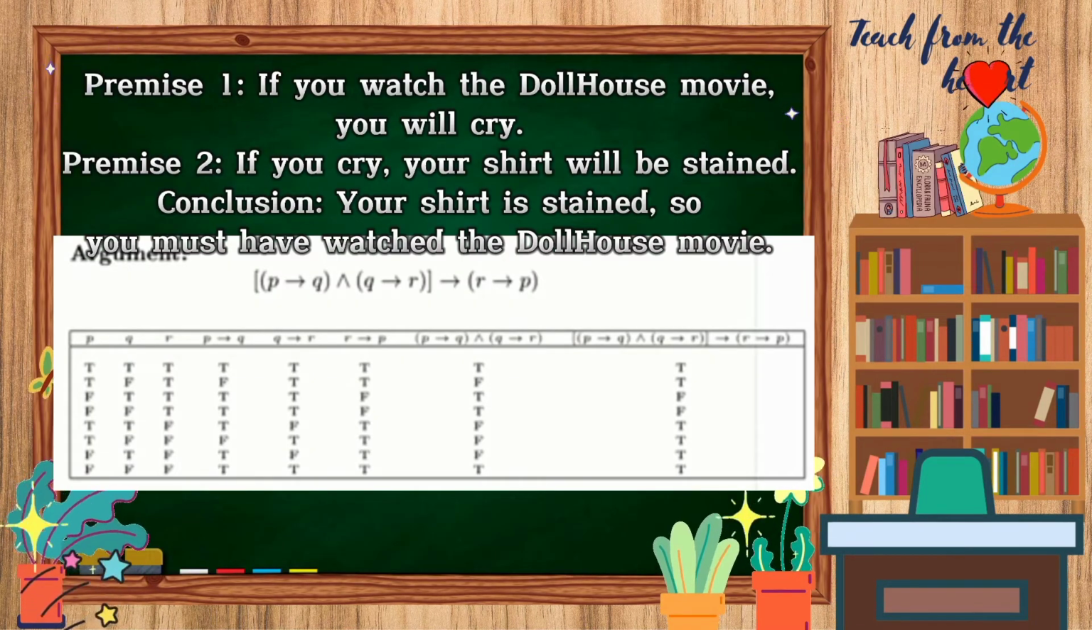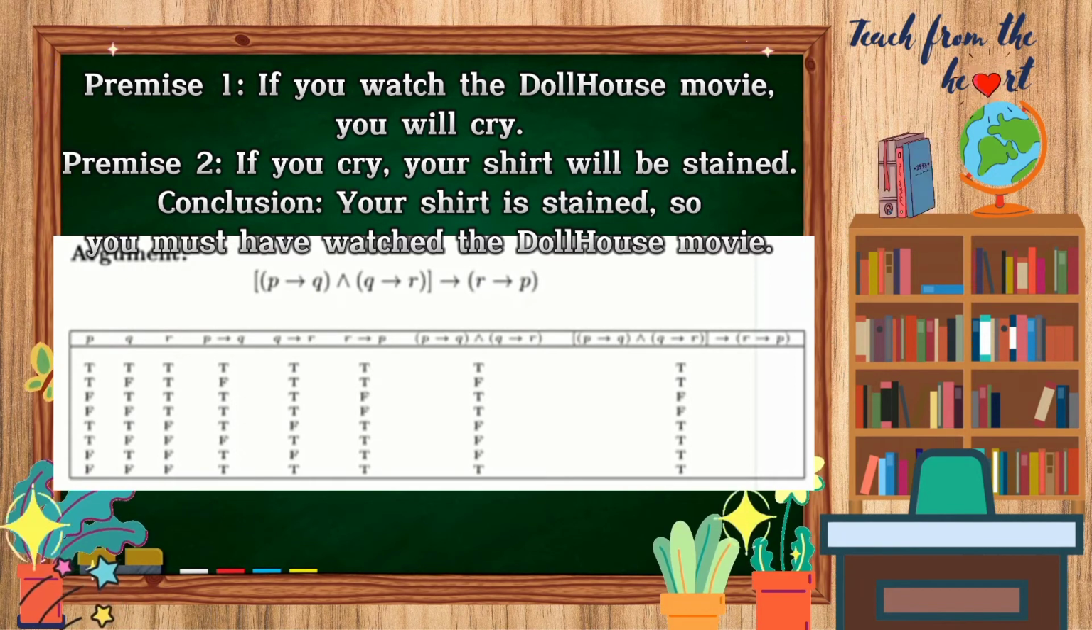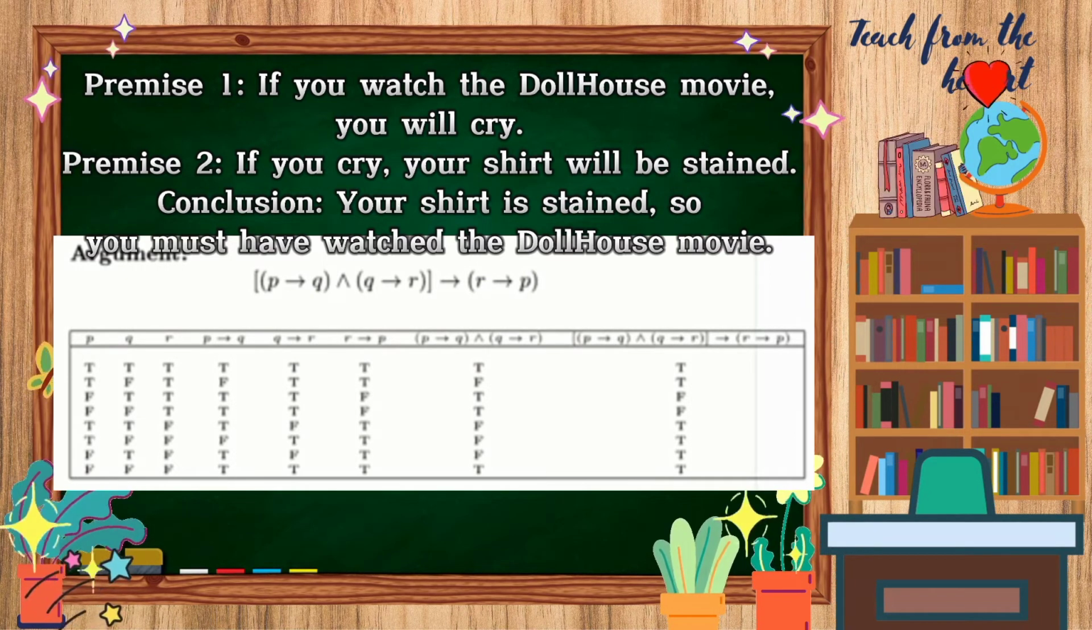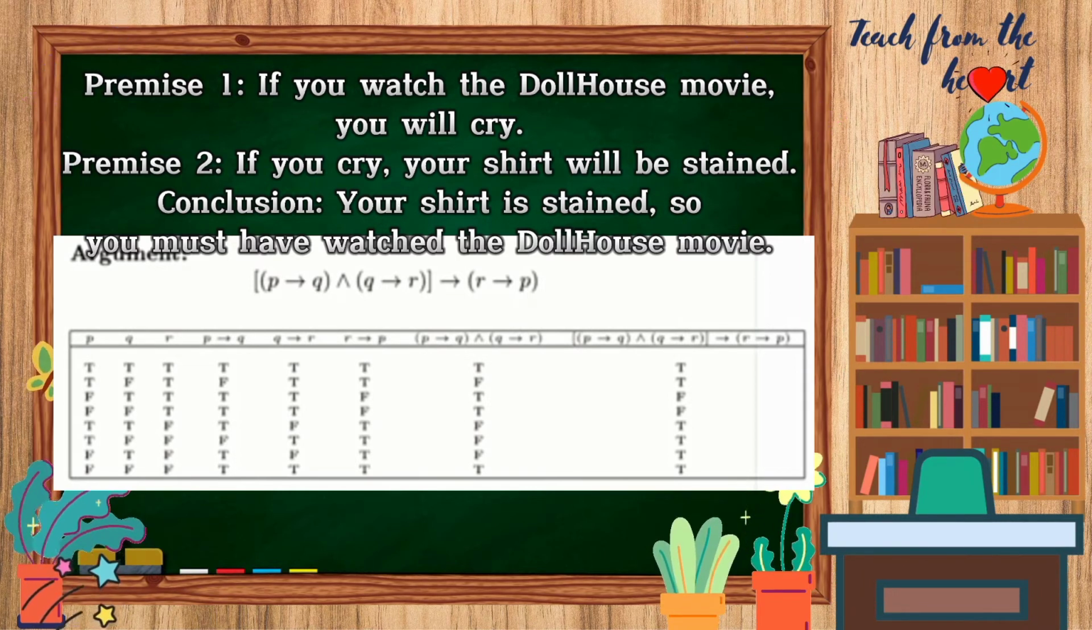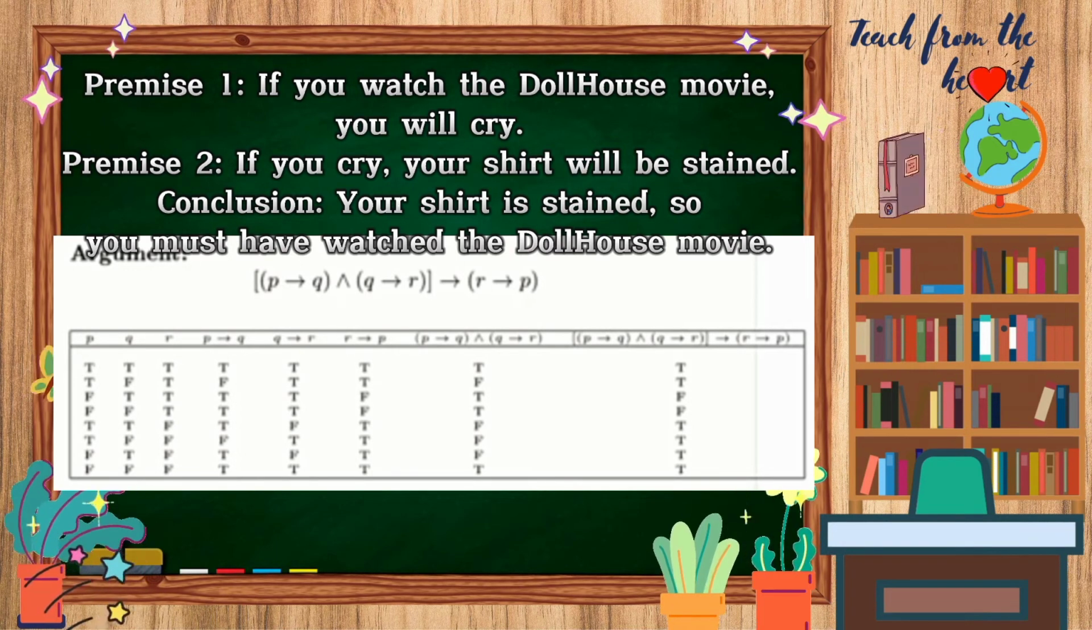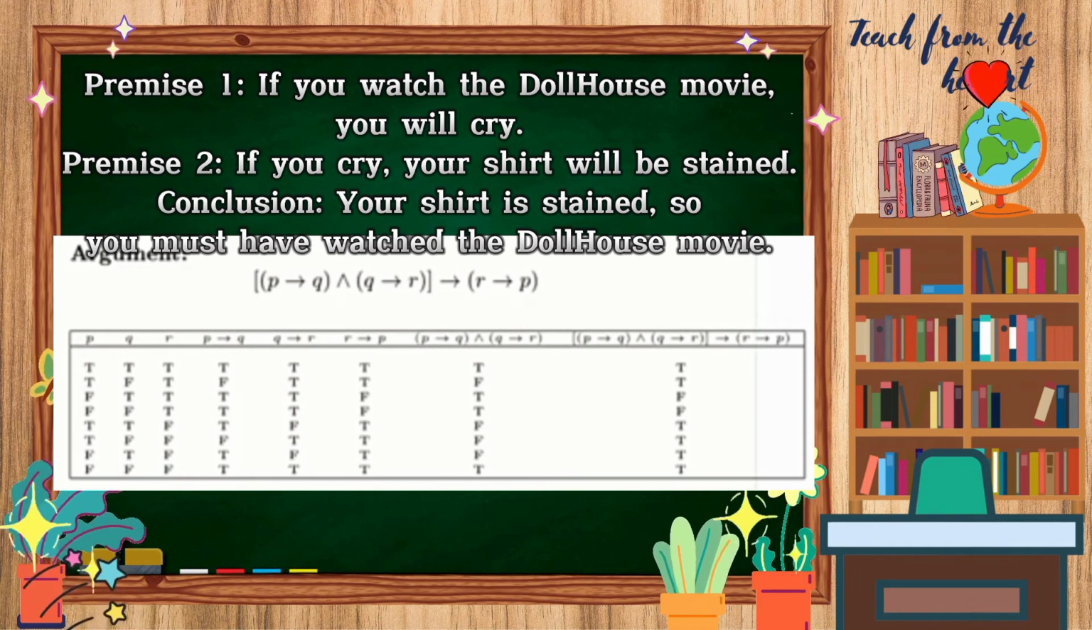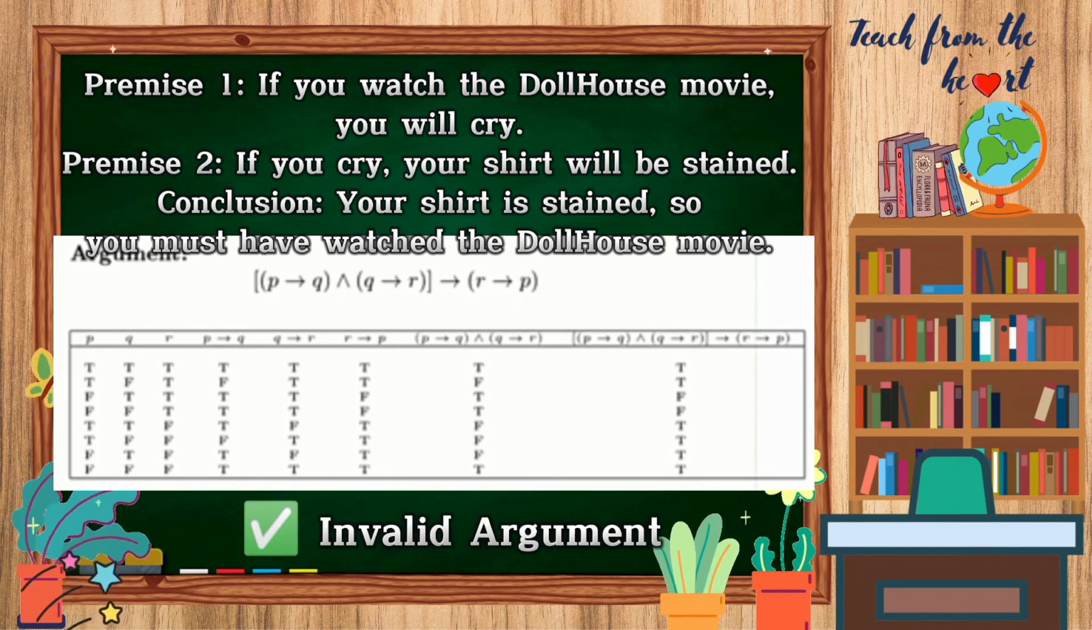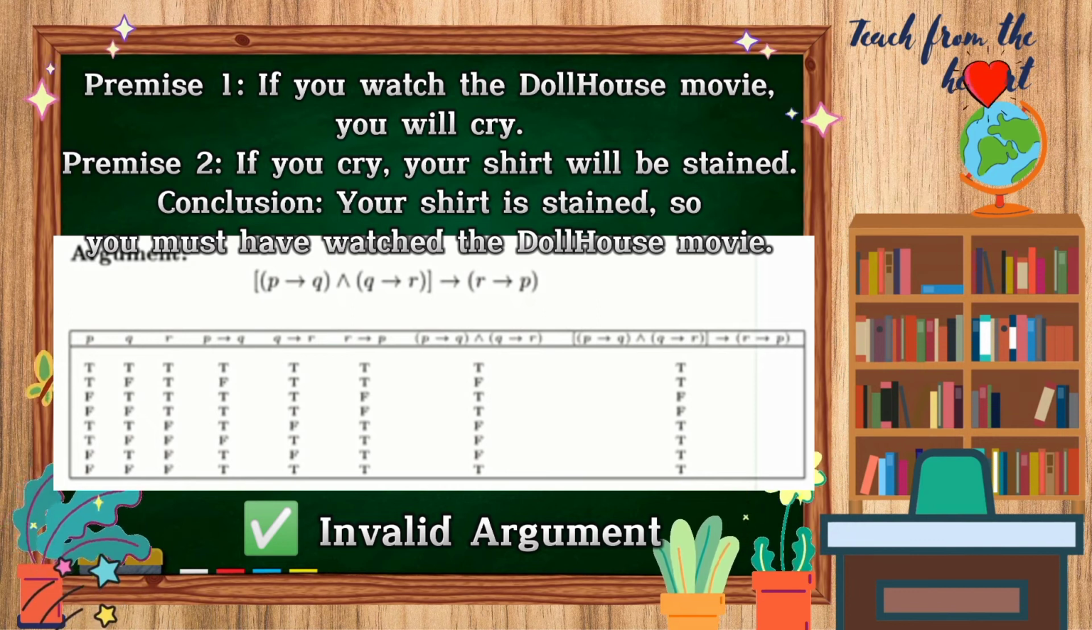Another one. Premise 1: if you watch the Dollhouse movie, you will cry. Premise 2: if you cry, your shirt will be stained. Thus the conclusion: your shirt is stained, so you must have watched the Dollhouse movie. Let's prove it using the truth table. Based on the truth table, you will notice that there are two false rows. So this is an invalid argument.